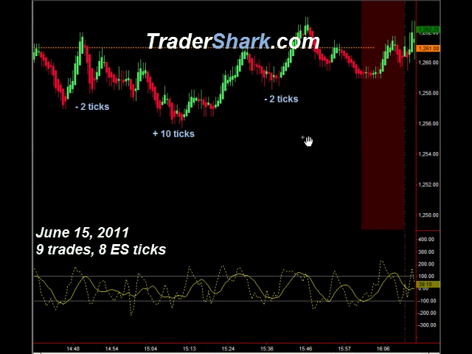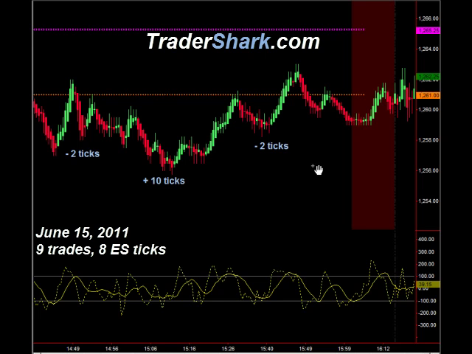All in all, it was a very choppy day. We were fortunate to end up relatively flat. Had a total of 9 trades for a total of 8 ES ticks.